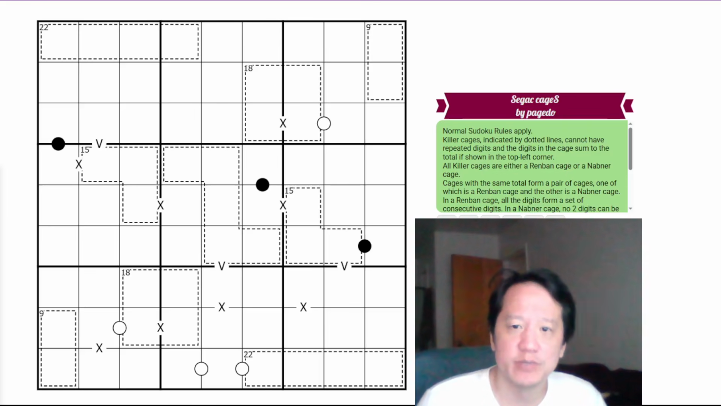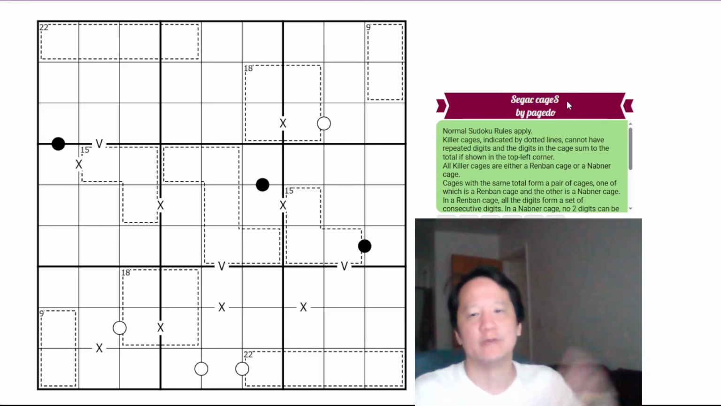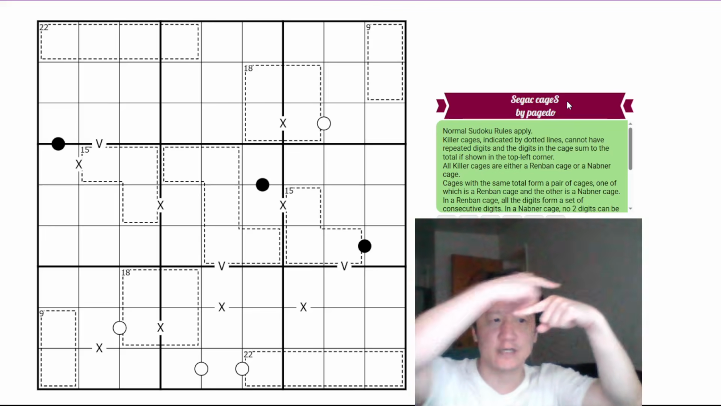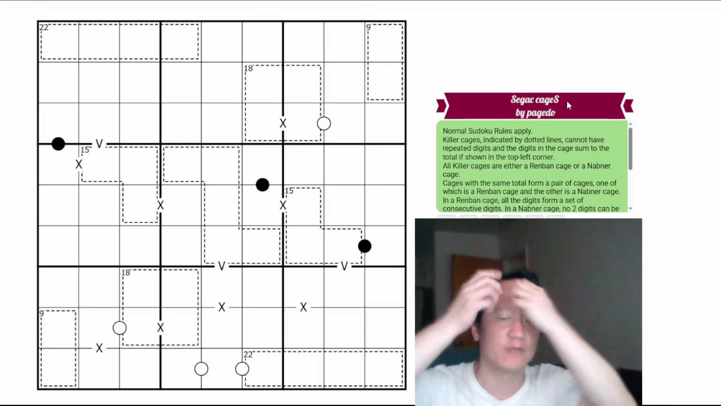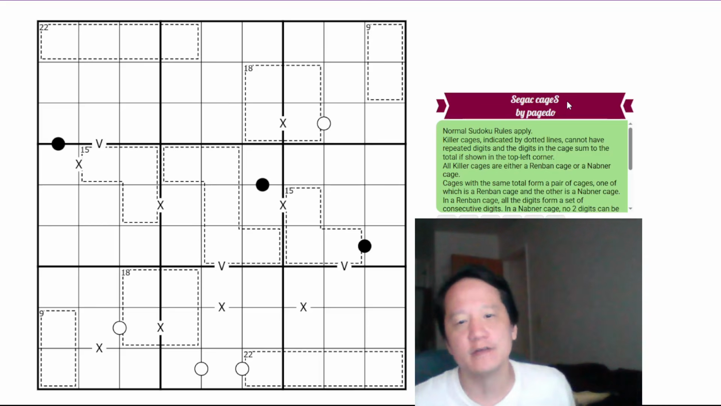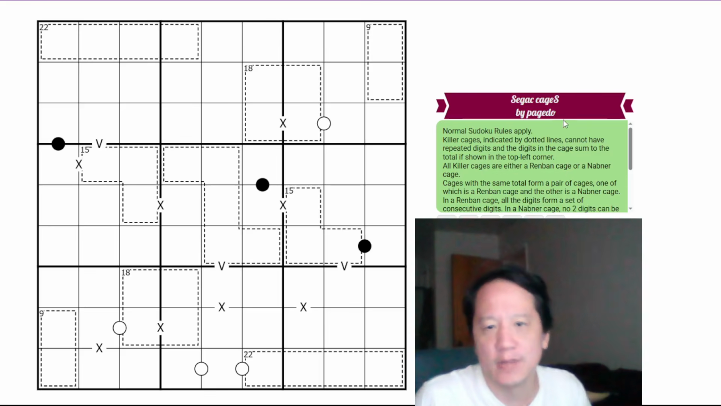Today's very easy puzzle is called Segac cages by cageS. And if you look at it, it basically is a palindrome. It reads the same one way as it does the other way. So Segac is basically cageS backwards. And soon you'll see why we're using this distinction. Let's get to the rules.